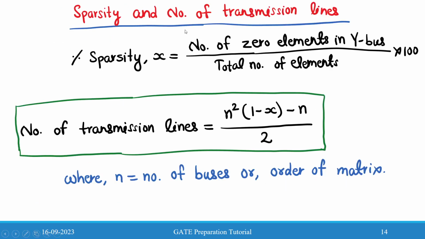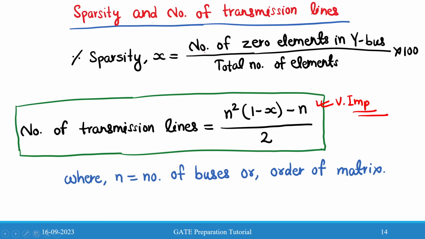Okay. Now we'll see the sparsity and number of transmission lines. Sparsity denotes the number of zero elements in a bus admittance matrix. The formula is: percentage sparsity is the ratio of the number of zero elements in the Y bus to the total number of elements in the Y bus, times 100. Similarly, for finding the number of transmission lines, it is very important: n squared times (1 minus x) minus n, divided by 2. This will give you the number of transmission lines, where n is the number of buses or order of the matrix. Just note down this formula.